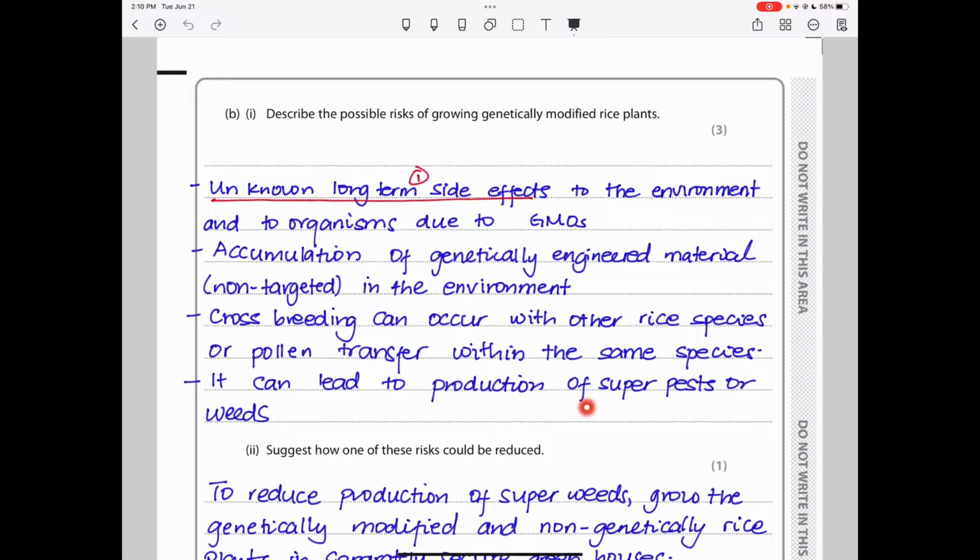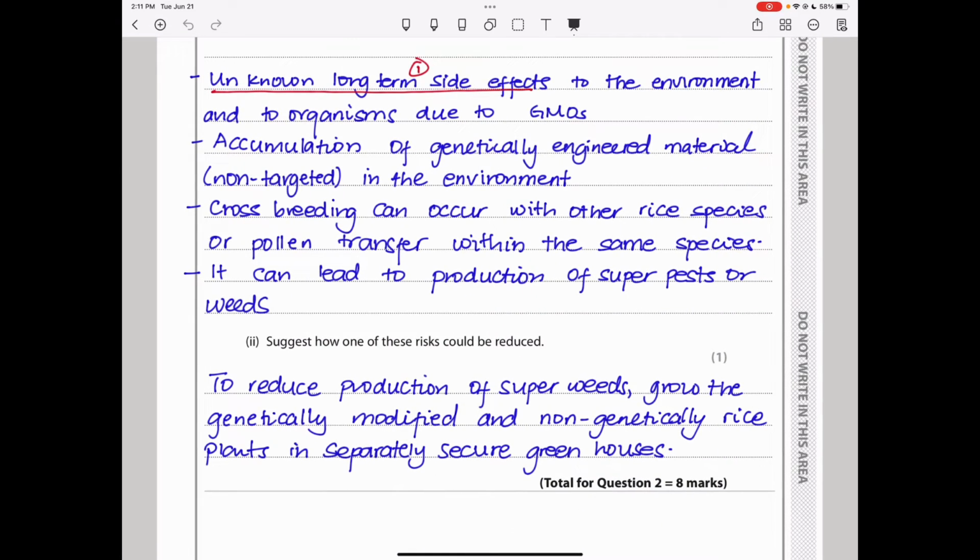Lastly, it can lead to production of superpests or weeds. Here they're asking about genetic engineering not only to introduce beta carotene, but genetic engineering of rice in general. What if we are trying to genetically engineer rice that is resistant to pests? Some of the genes introduced to this rice could potentially leak out and be received by some weeds. Once those weeds have that ability to resist pests, they can also grow and compete with the plants we are interested in growing, and that would be problematic for the farmers, basically.